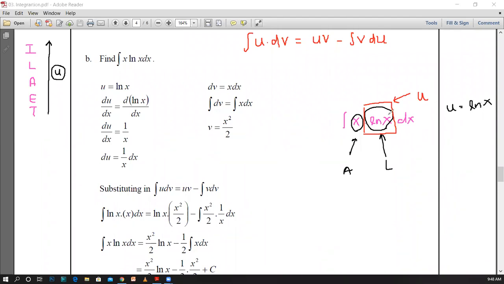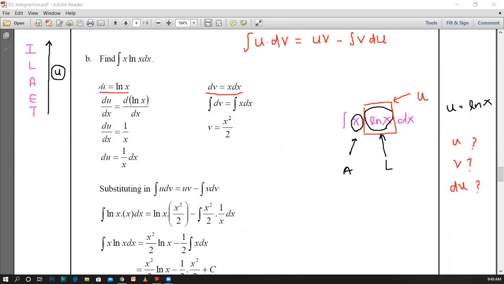Then the remaining has to be taken as dv. If you look at this calculation, u has been taken as ln x and the remaining part is x times dx. The remaining x times dx is taken as dv. Then it matches the integral of u dv format. To apply this format, you need to identify values for u, v, and du.